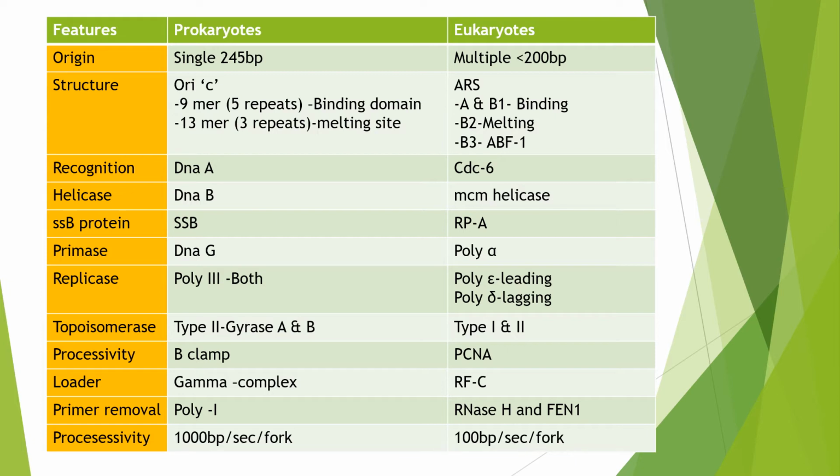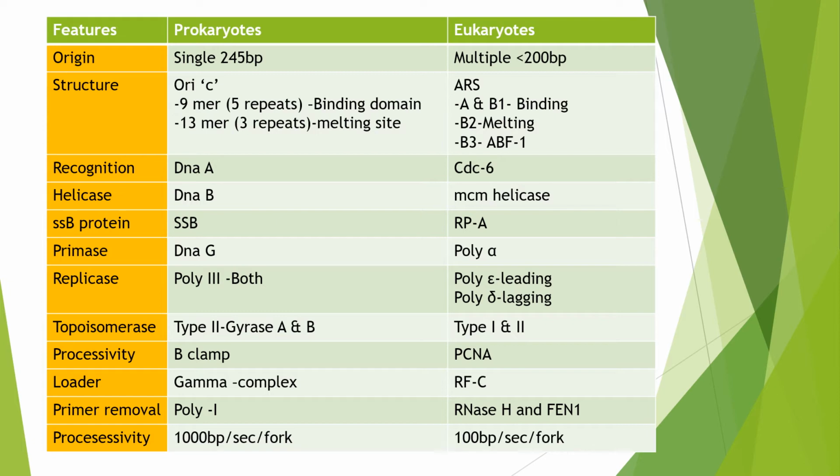That elongation is done by the enzyme polymerase 3, and in prokaryotes the elongation on both the strands, that is leading as well as lagging, is done by DNA polymerase 3 only. But in eukaryotes the leading strand is done by polymerase epsilon and the lagging strand is elongated by polymerase delta. So here two different enzymes, epsilon and delta, are involved in replicating the two different strands.